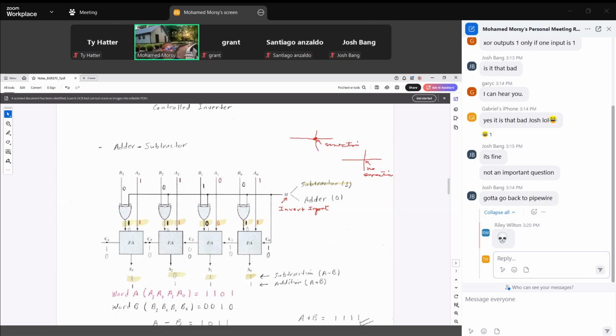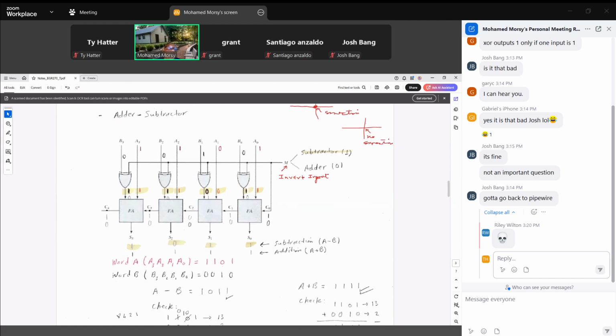So M is connected to this point, this point, this point, this point, and this point here. So this means we have 1 here, 1 here, 1 here, and 1 here. When we have 1, one of the inputs of the exclusive ORs are ones. So 1, 0 is 1 here.